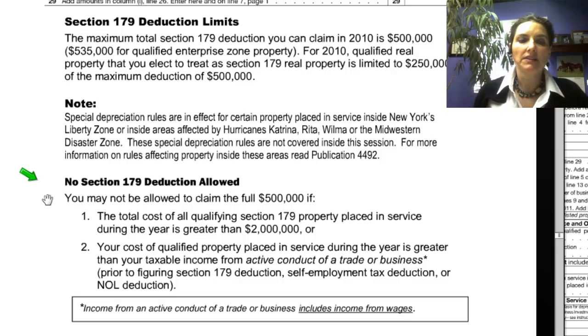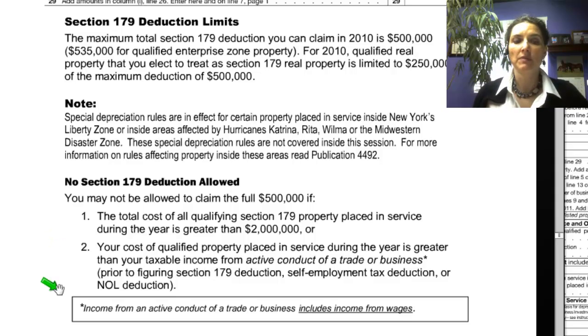You may not be allowed to claim the full $500,000 deduction if the total cost of all qualifying Section 179 property placed in service during the year is greater than $2 million, or your cost of qualified property placed in service during the year is greater than your taxable income from active conduct of a trade or business, prior to figuring the Section 179 deduction, self-employment tax deduction, or NOL deduction.